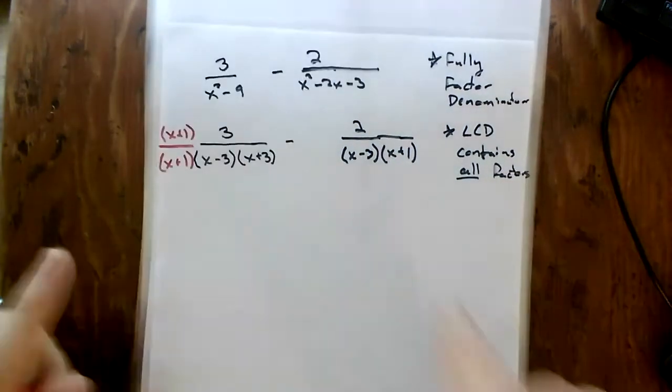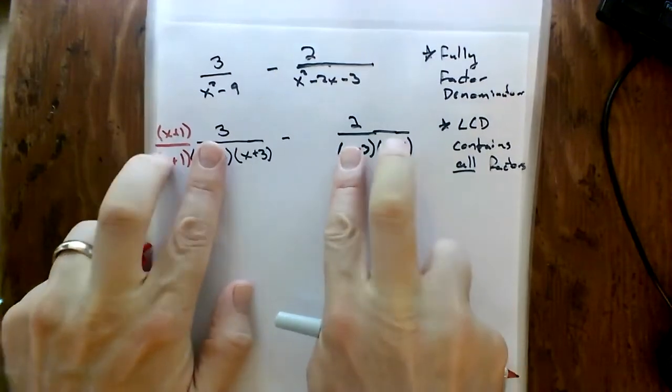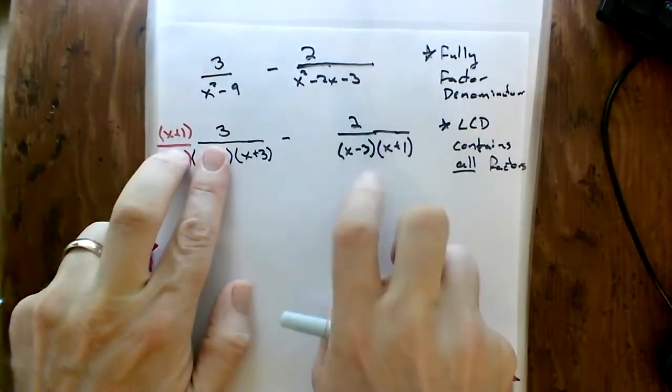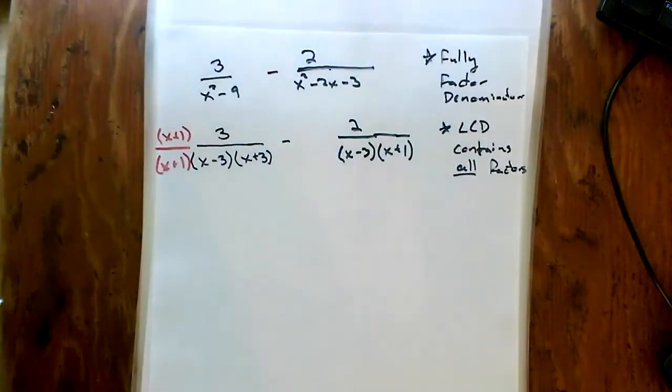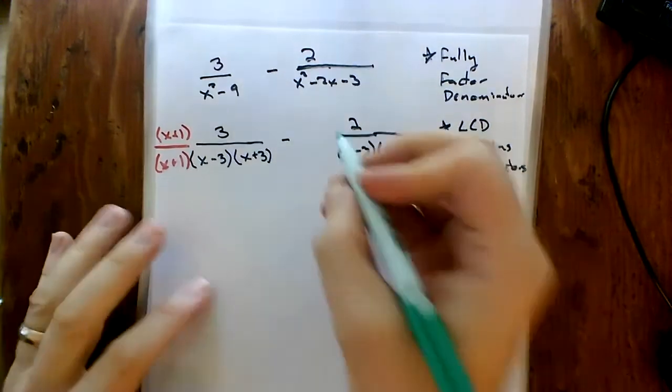I'm going to multiply this one, since now this has both of these factors here, and it looks like this one on the right is only missing a factor of x plus 3. I'm going to multiply this one by x plus 3.